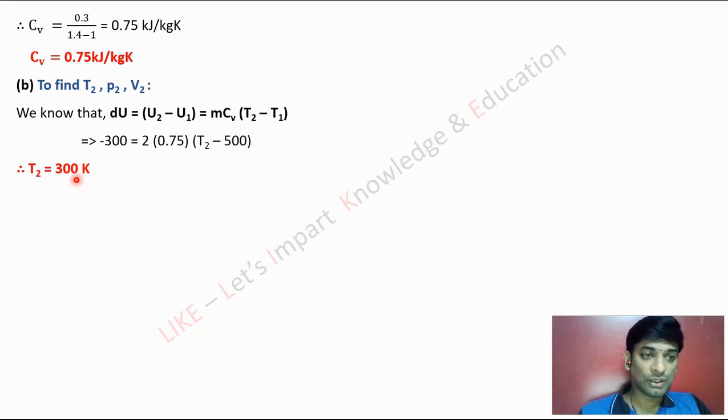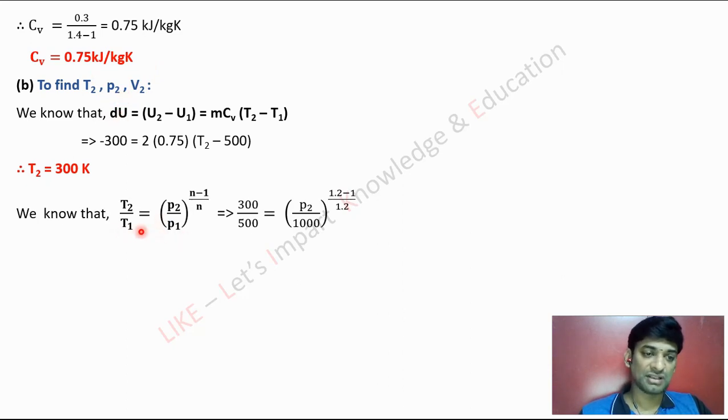Now, to determine P2 and V2, you have to use the polytropic expression, because in this problem it is given as a polytropic process. Only for polytropic process you can use this expression. For other processes you cannot use this. That is very important. Suppose if the process is adiabatic, instead of n, gamma can be used. So these kinds of expressions can be used only for adiabatic and polytropic. Adiabatic means you have to use gamma. Polytropic means you have to use small n. That is the only difference.